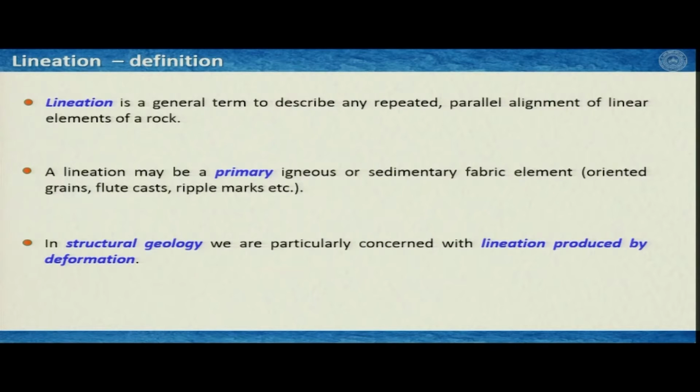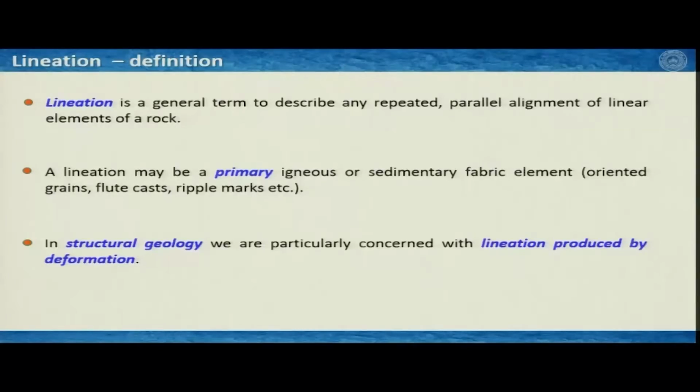So lineation, as it is defined, is a general term to describe any repeated parallelly aligned linear elements in a rock, and as we have defined foliation, lineation is also something that has to occur homogeneously in the rock system and at the same time penetratively, but there are a few special types of lineations which are not penetrative. We will consider this as a special case.